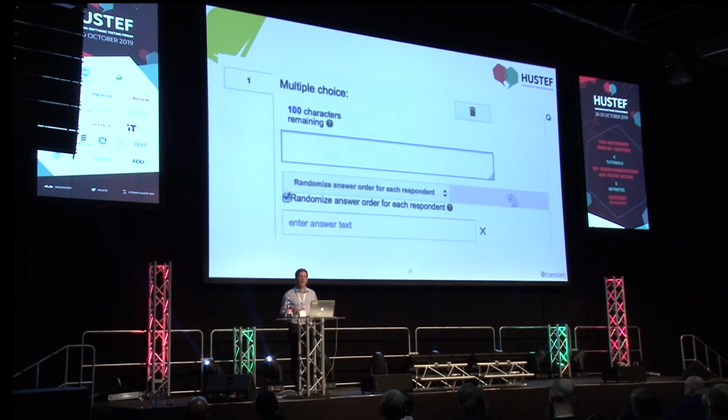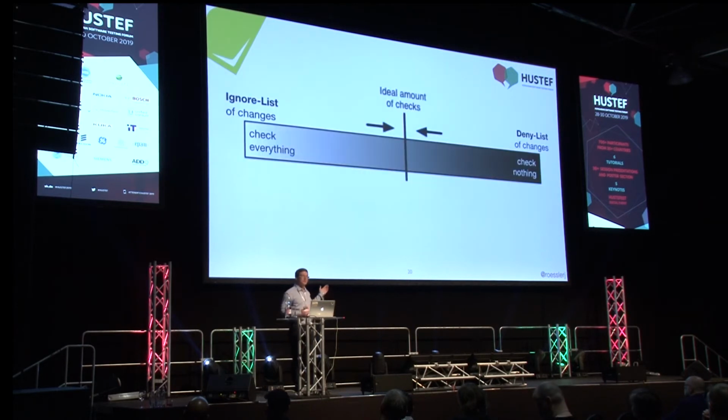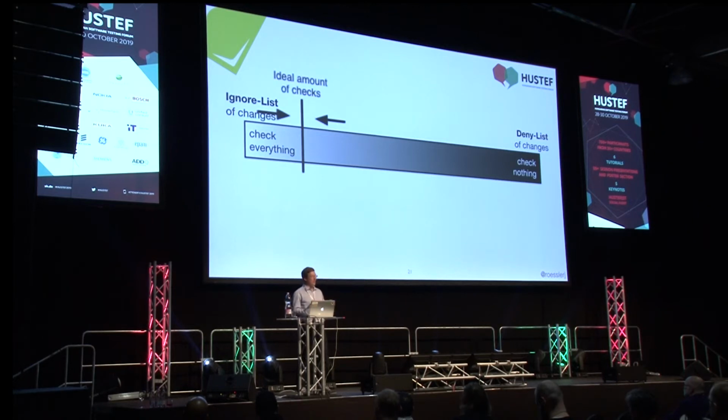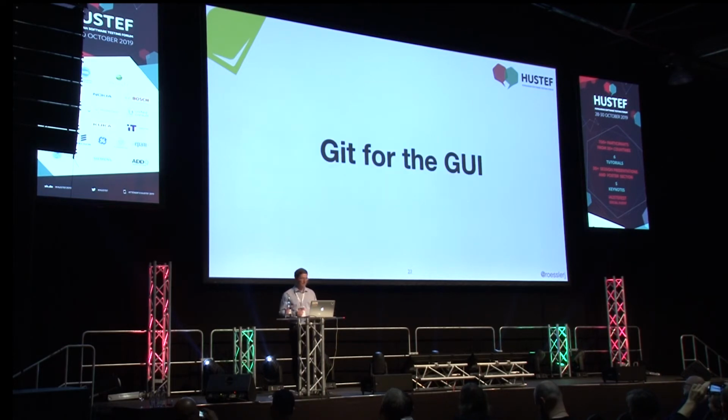So on which side do we want to err? This is also the reason why when you create a firewall, you create an ignore list. Like, this is the traffic that can go through, and not a deny list where you say, OK, close these ports. And in our experience, you most of the time want to check more rather than less. So you have a couple of ignore rules, but you want to know about changes, essentially.